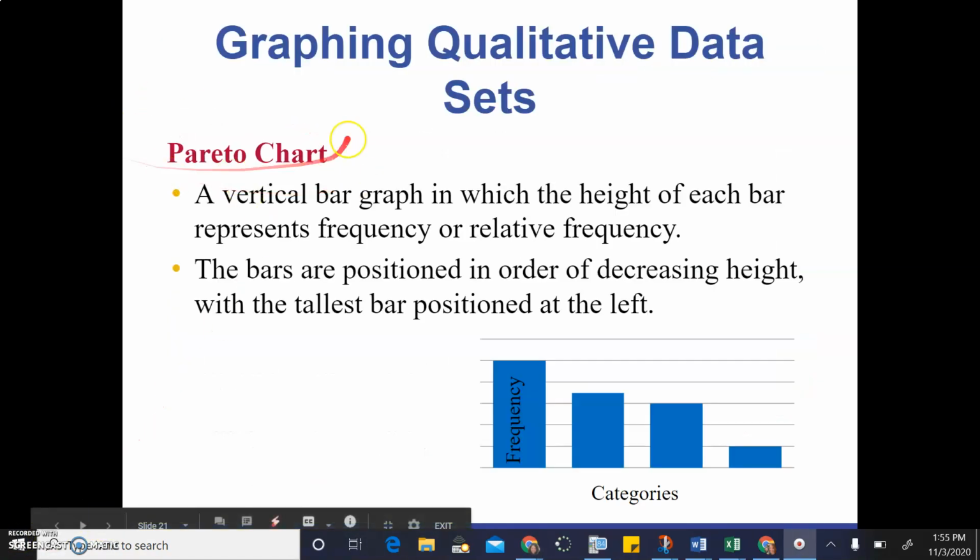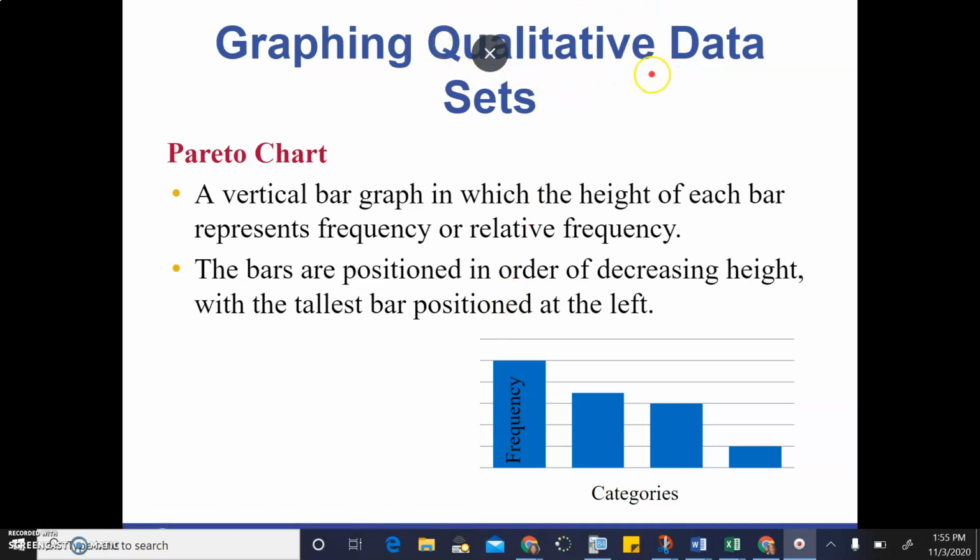A Pareto chart is a super cool kind of chart. It's basically like a histogram, but not. It's qualitative or quantitative. They can use it for either one, but it's bar graphs and there can be space in there. But the important part is the order that you put the bars in. You would always put the biggest one on the left side and then the next smallest and then the next smallest.